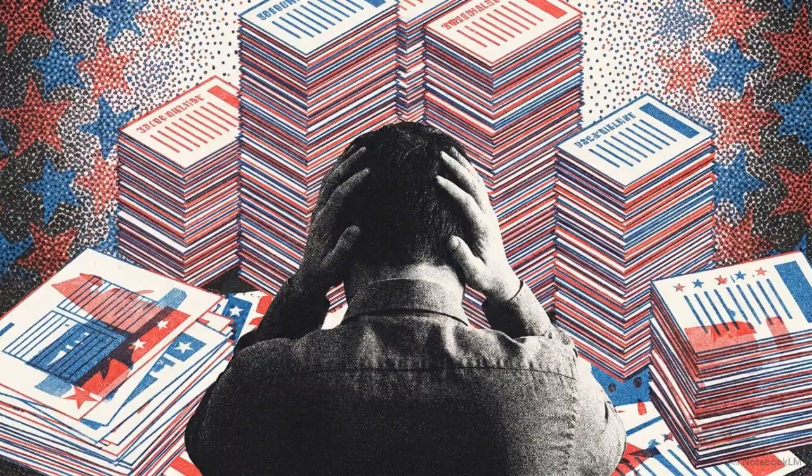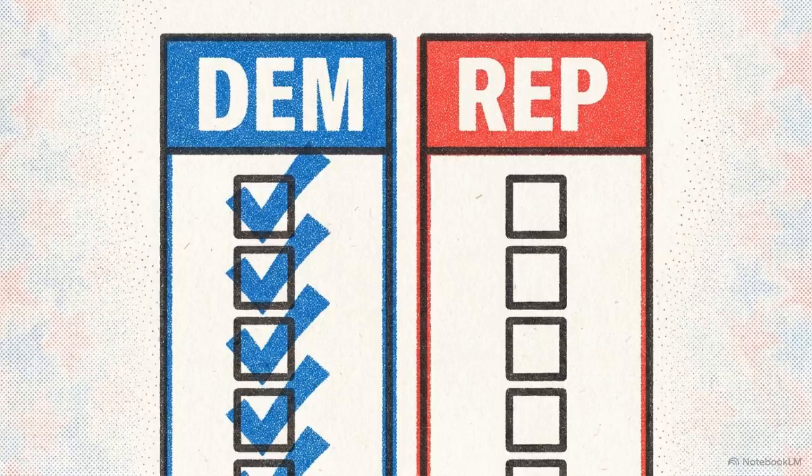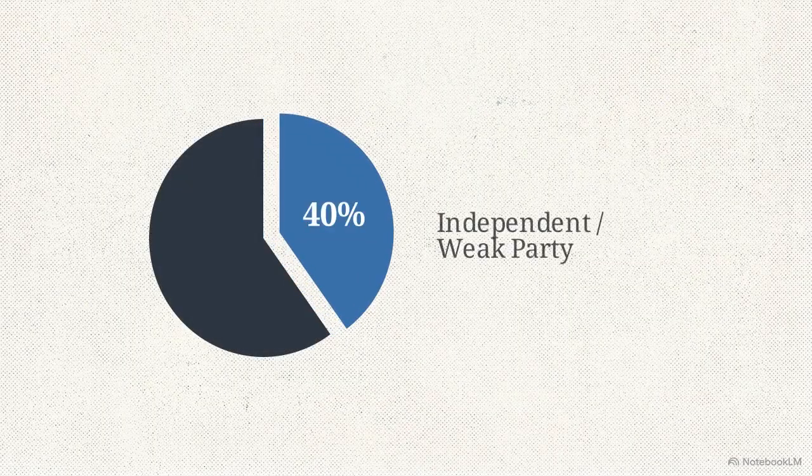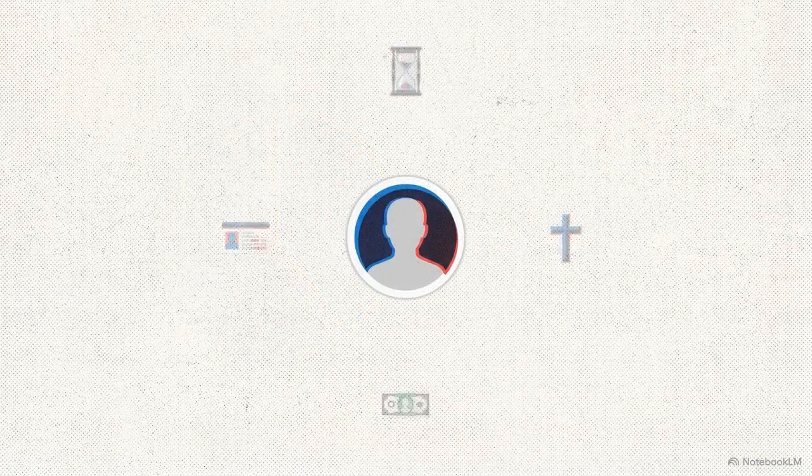There is also a mental cost to voting. Some people are strong party voters who reliably choose all the Democratic or Republican candidates on the ballot without sweating the specifics. But about 40% of the electorate are independent or weak party voters, meaning they change their minds based on individual candidates or specific issues.